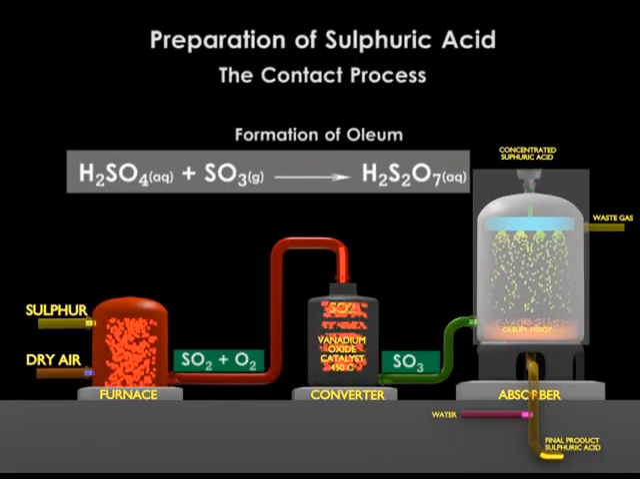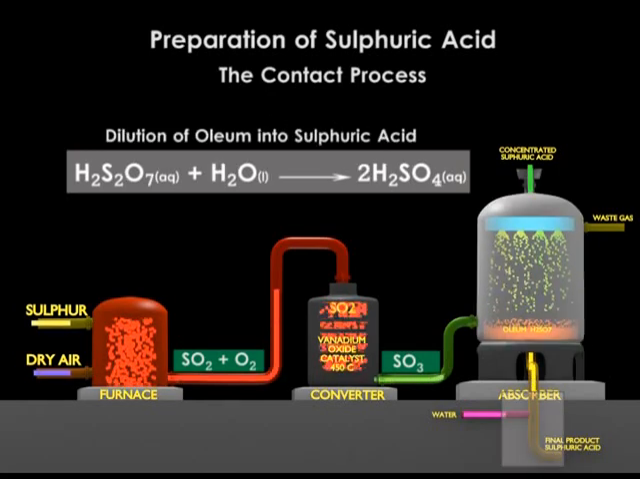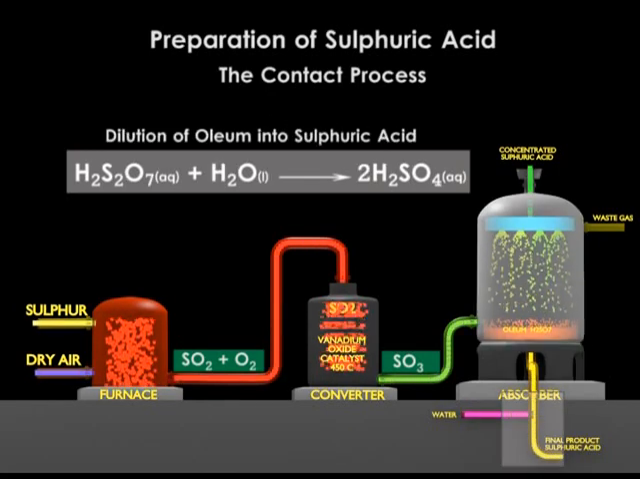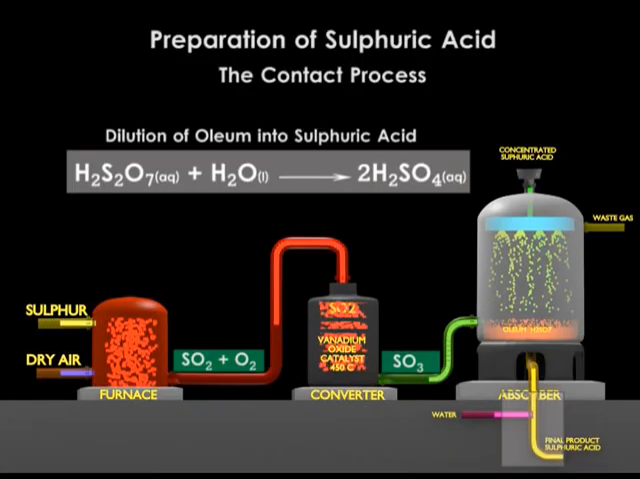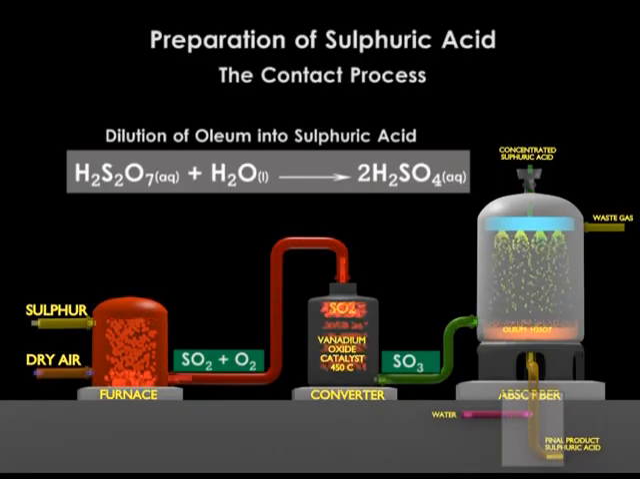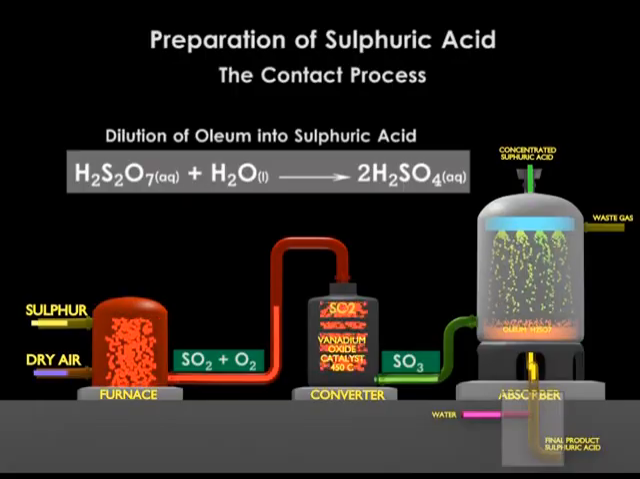Oleum formed in the previous stage is mixed with a carefully calculated quantity of water to give concentrated sulfuric acid. This contains 98% sulfuric acid and 2% water.